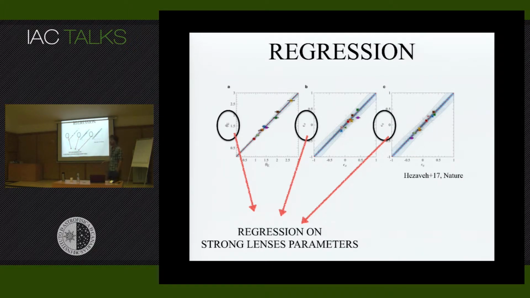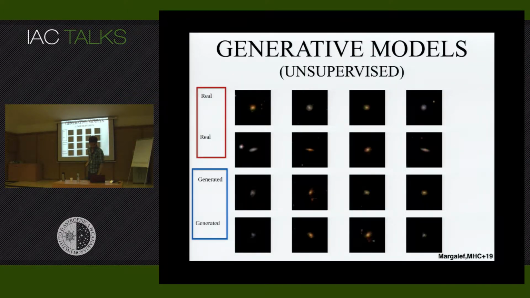Also an example on regression. The first ones were on classification, but here it's a problem of regression in which you try to get the parameters of the strong lens. So not only classifying whether a galaxy is a lens or not, but getting the parameters. And again, deep learning is extremely powerful on this. What you can do, you cannot do with classical machine learning.